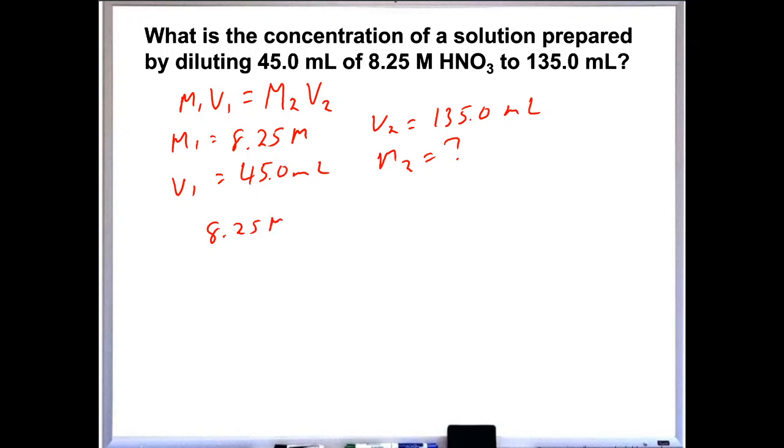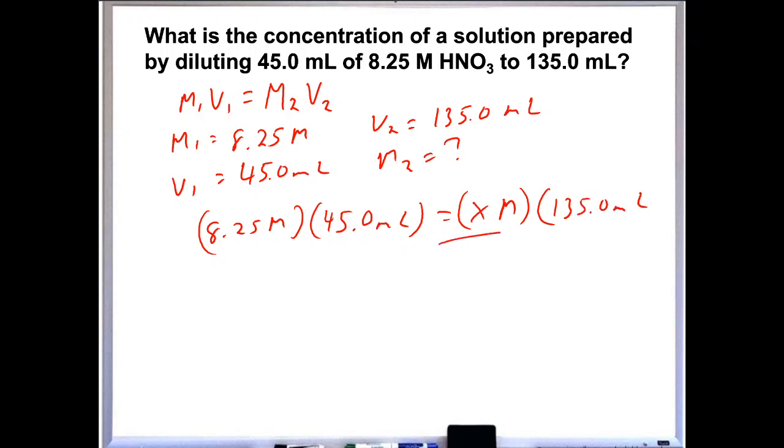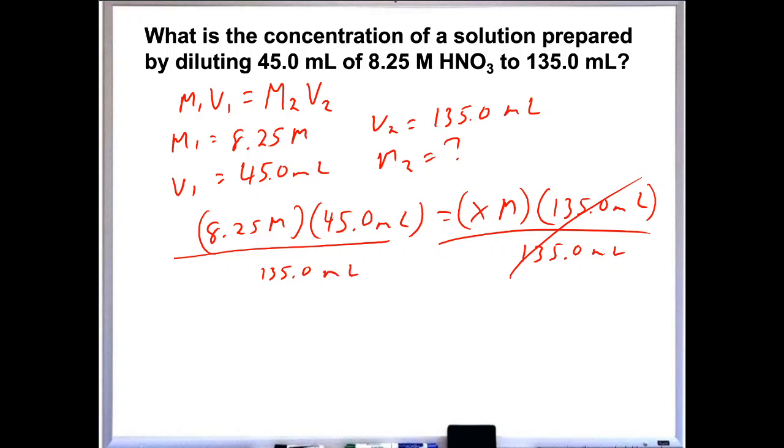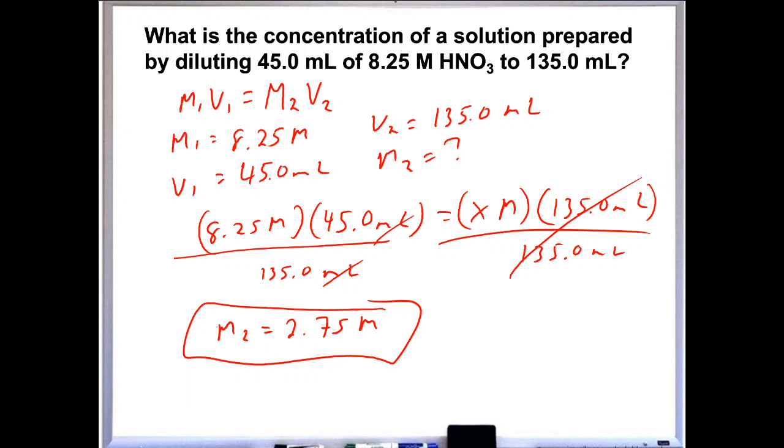8.25 molarity times 45 milliliters is equal to X molarity, that's our M2, times 135 milliliters. Here we're just going to divide by 135 milliliters. You could rearrange the equation before you plug the numbers in, that's perfectly fine. So milliliters will cancel with milliliters. We end up with M2 equal to 2.75 molarity. Okay, and that's my answer.